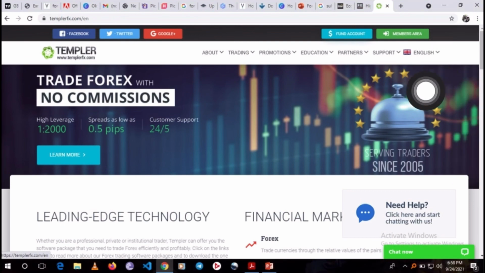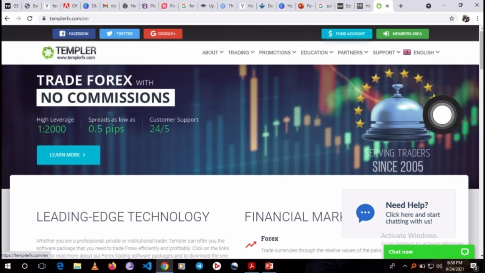Now that you know how Forex works and you know the basics, I recommend you open an account with a broker called Templar FX. They're a very good broker. They have good spreads and good leverage when you deposit money. I recommend that you open a demo account with them, not a real account, so that you first practice before jumping to real money. Practice until you are confident enough to trade real money. So this is called Templar FX.